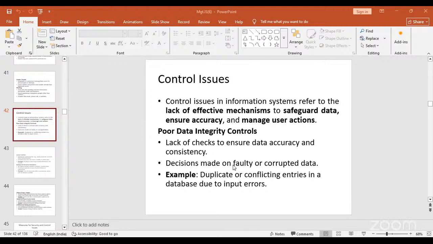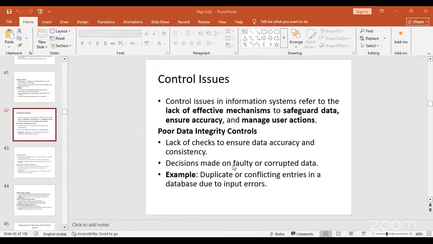So control issues. We have already discussed the security issues, then control issues are there. Control issues in information systems refer to the lack of effective mechanisms to safeguard the data, ensure accuracy and manage the user actions. It is mainly the effective management of the system, how you make a control over your information system. So you have to use some sort of mechanisms to make control over the system.